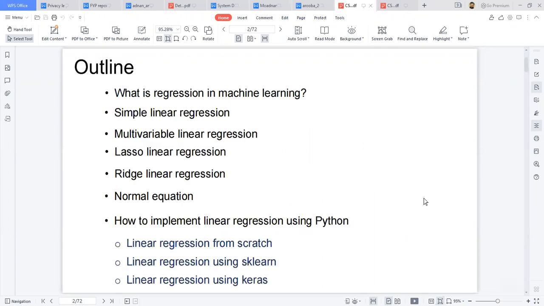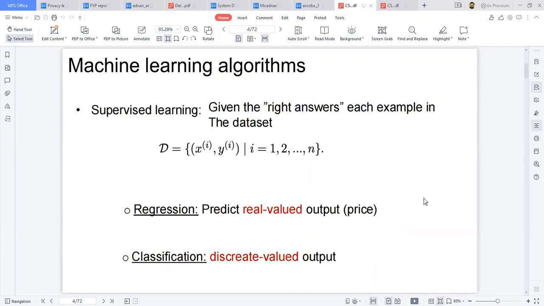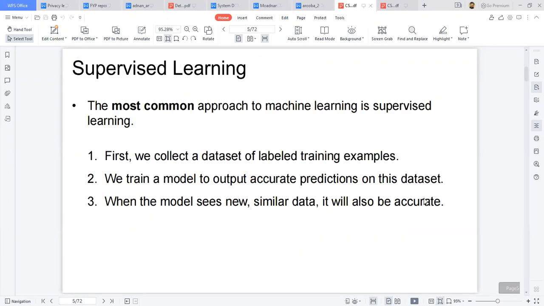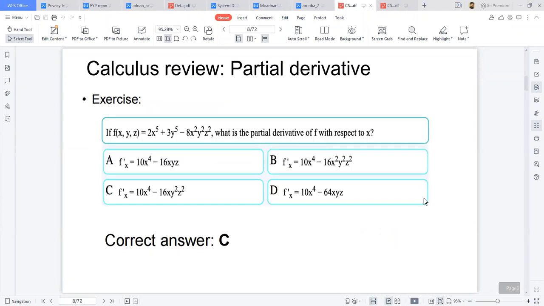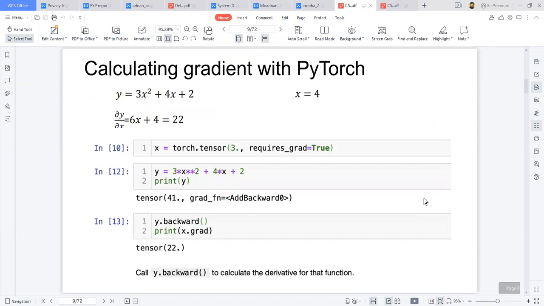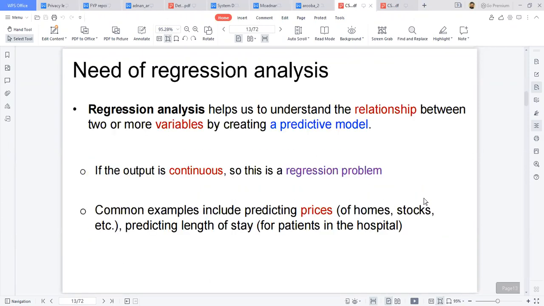So till where we have done this? Actually, we've done partial derivative. We've stopped at the linear regression slide. We've done this, till here. Yes, yes.